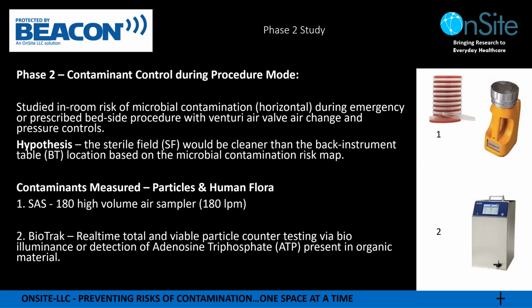So we're using the surface air sampler with Petri dishes to collect bacteria that would come from the people in the space, from skin cells, from primarily Staphylococcus and some others that are very common on skin. And then we also use a BioTrack, which is a real-time total and viable particle counter, which uses ATP and bioluminescence to detect live organisms in the space.